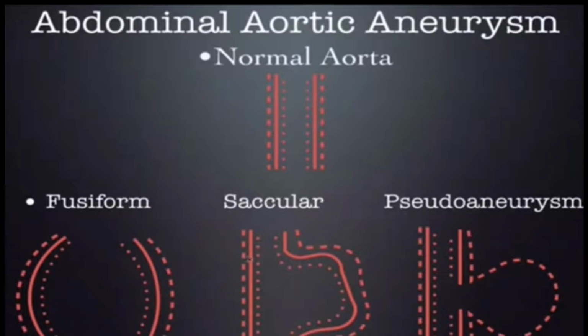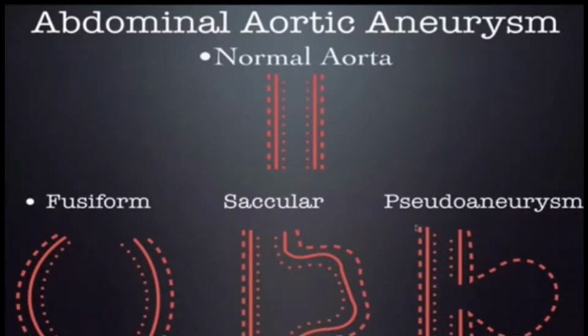Then there's the saccular aneurysm, where you can see here just one side of the aorta is affected, and that side of the aorta has a ballooning feature to it. Take note that all three layers are involved: the intima, the media, and the adventitia.